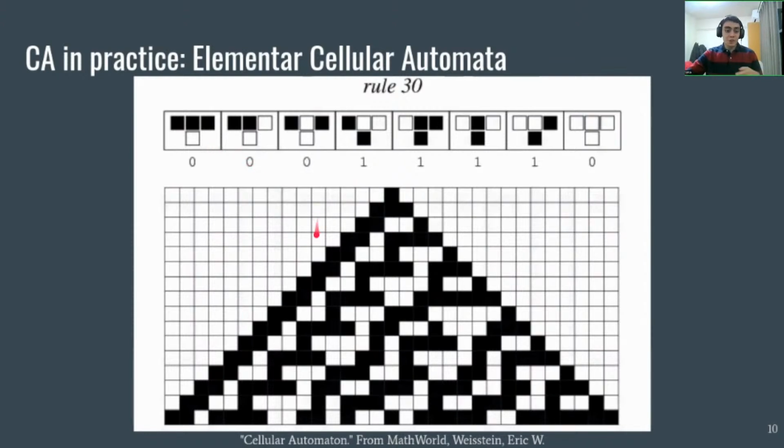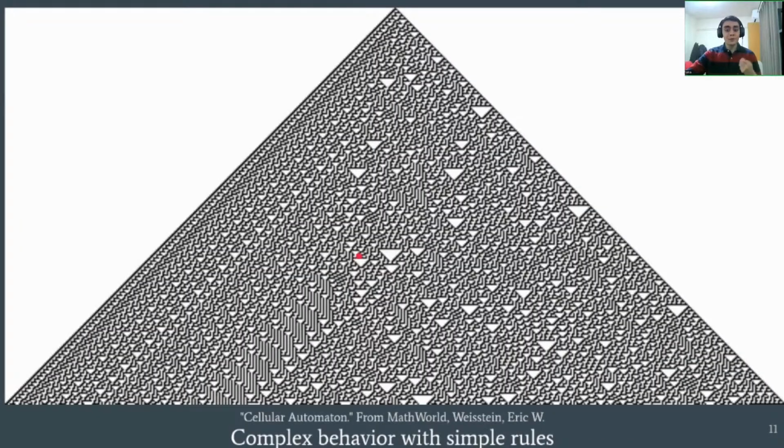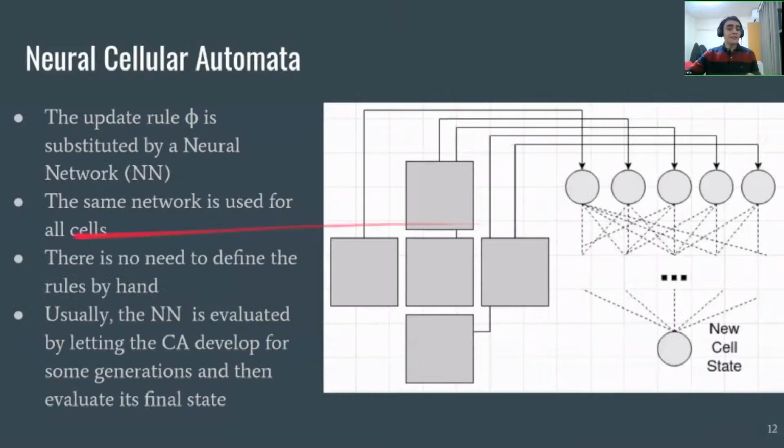This example that I just showed can keep growing indefinitely if you want. And with only simple rules, it displays this complex behavior, this complex pattern that you can see on the screen right now. Now, let me explain what a neurocellular automata is.